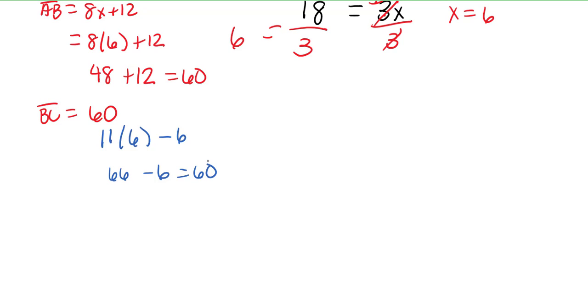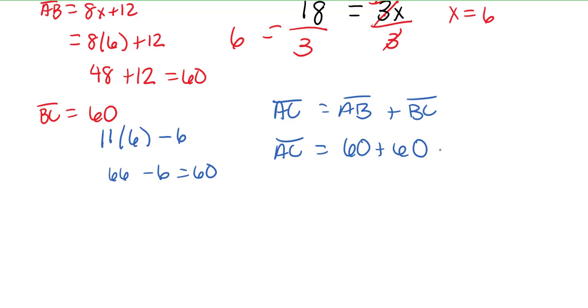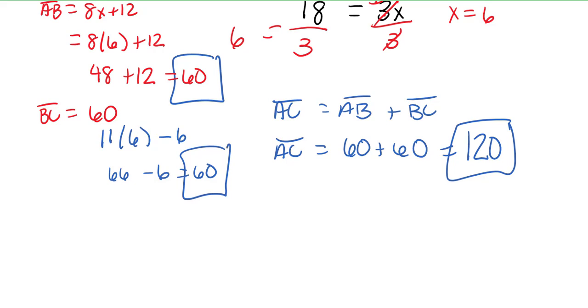So what's AC? Well, AC is just adding up our two segments. It's just AB plus BC. So AC has to be 60 plus 60. What does that equal? It equals 120. So we found all the lengths of the segments.